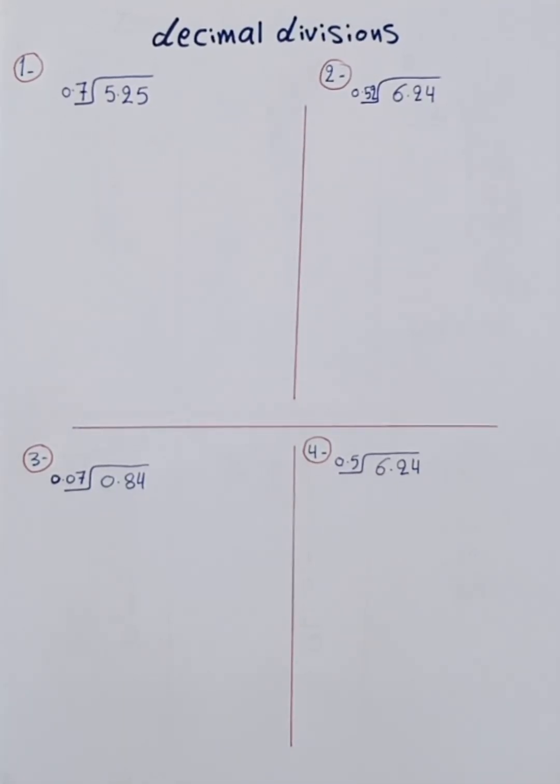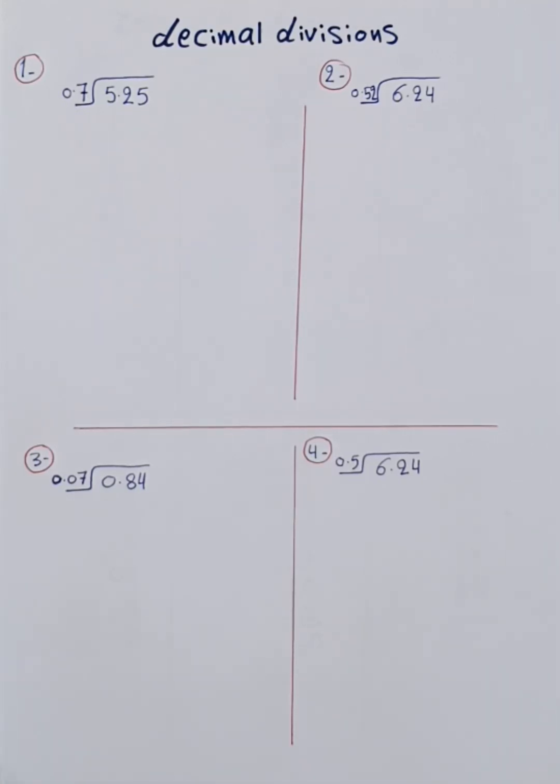Hello dear students, in this lesson I'm going to talk about decimal divisions. In decimal divisions, always you have to look at the divisor. If the divisor is a decimal number, you have to change it to a natural number by multiplying.